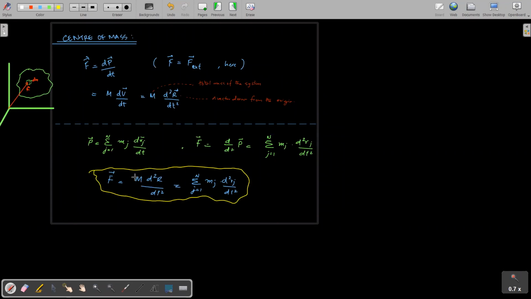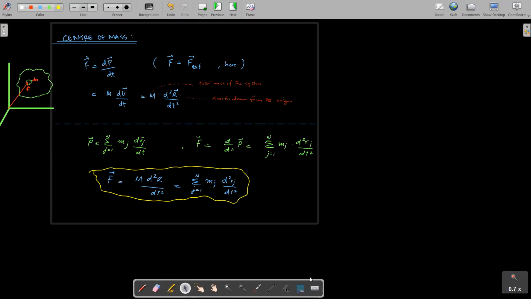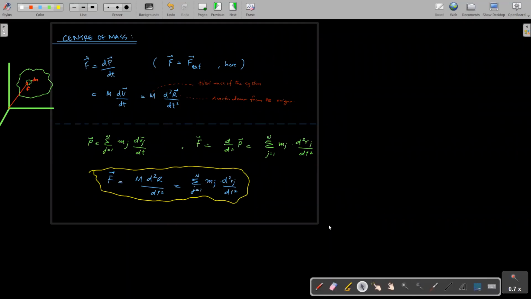ഇതിന്റെ first term, ഈ term എങ്ങനെയാണെന്ന് നോക്കാം. We can rewrite this part as d square by dt square of mr. ഈ പാർട്ടിനെയാണ് കേട്ടോ നമ്മൾ മാറ്റി എഴുതിയിരിക്കുന്നത്.